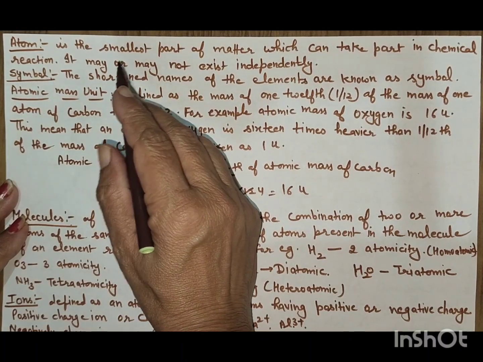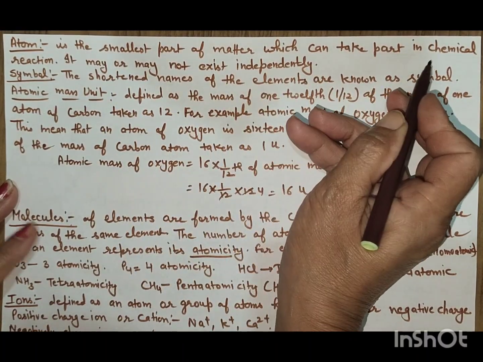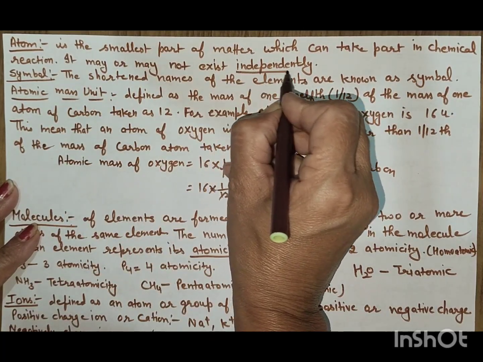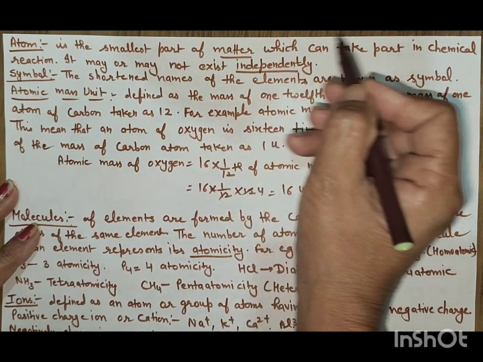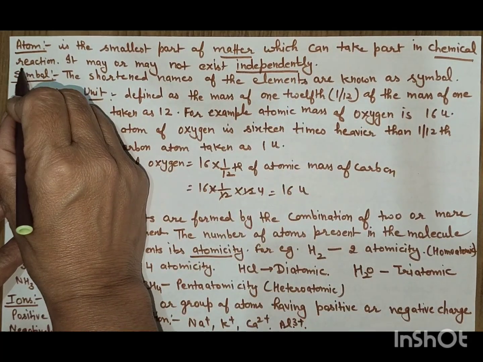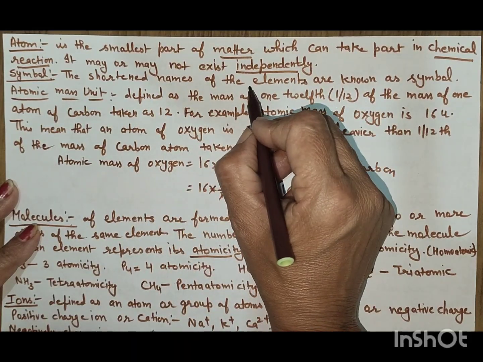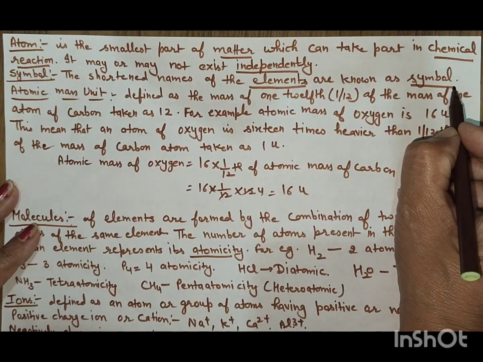What is an atom? An atom is the smallest particle of matter which can take part in a chemical reaction, and it cannot exist independently. It is the smallest part of matter that takes part in a chemical reaction. Symbol: the shortened name of an element is known as its symbol.